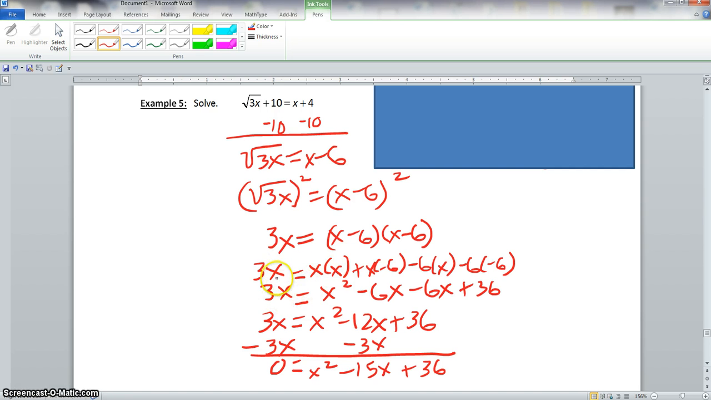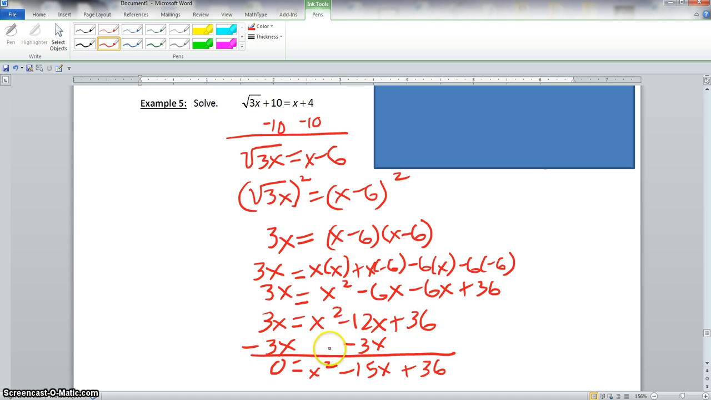Now we multiply them. We still bring down our 3x. X times x is x squared. X times a minus 6 is a minus 6x. A minus 6 times x is a minus 6x. And a minus 6 times a minus 6 is a positive 36. Now we combine like terms here. And we will end up with 3x is equal to x squared, minus 6x minus 6x will give us minus 12x. And we bring down our plus 36.